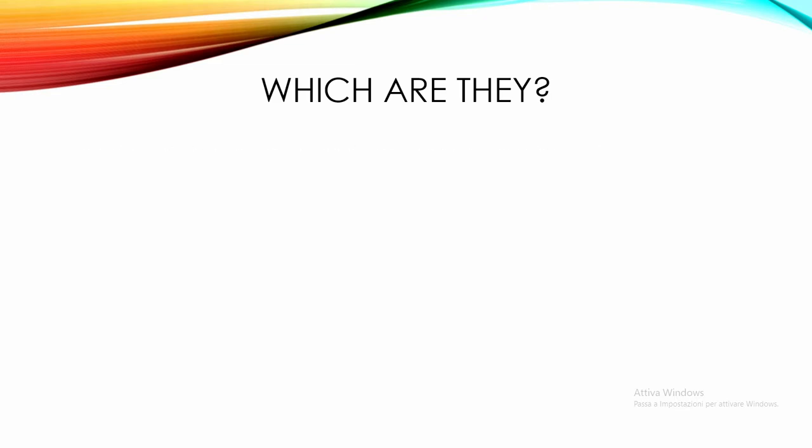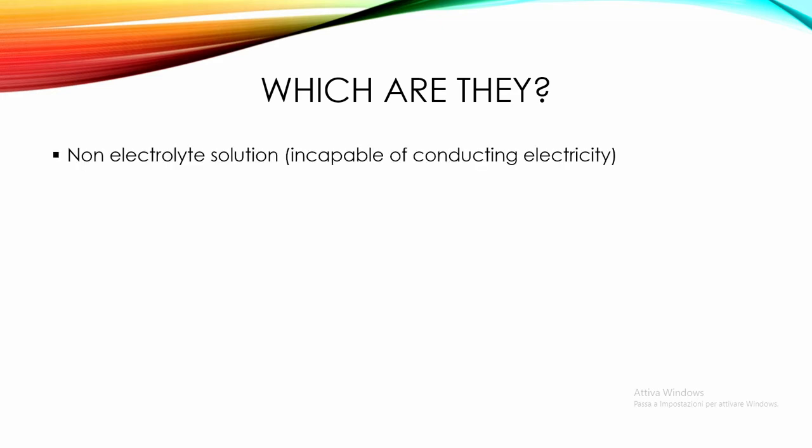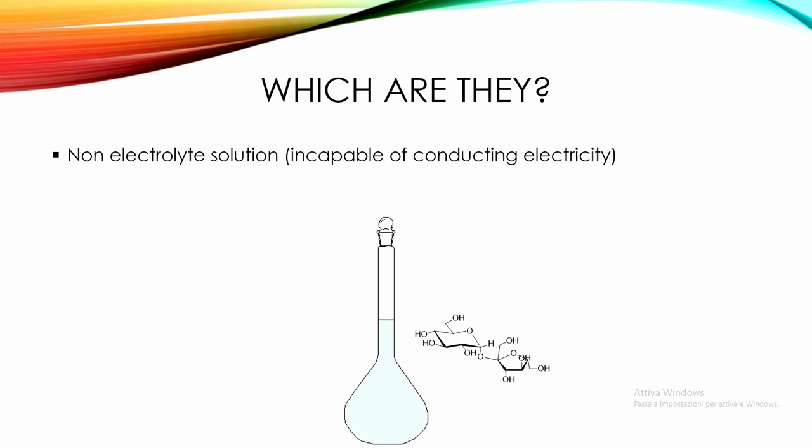Now let's move on and let's try to understand what types of solution we can have. So we can have solutions which are called non-electrolyte solutions. These solutions are not capable of conducting electricity. Let's do an example of this. Let's take our volumetric flask and let's take a solution, of course, made in this volumetric flask by water and sucrose.